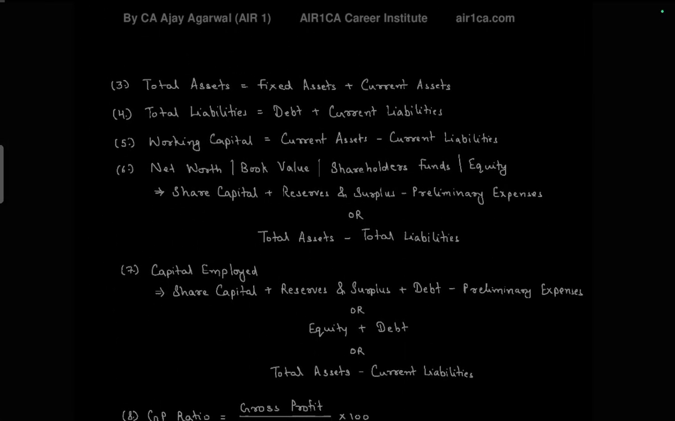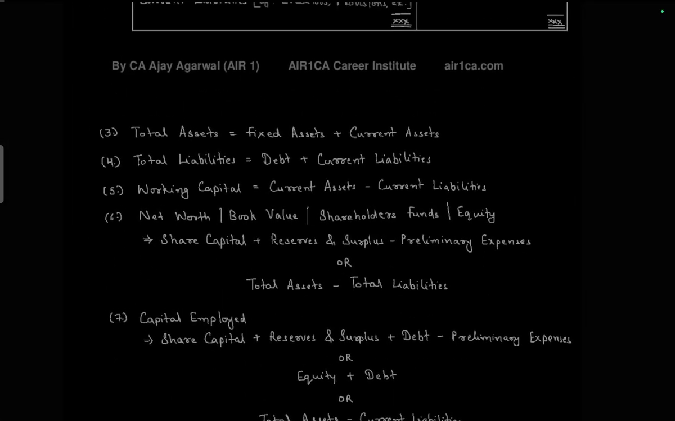Some formulas we will know. Total asset. What is total asset? Fixed asset plus current asset. This is total asset. Total liability is current liability plus debt. That is total liability.